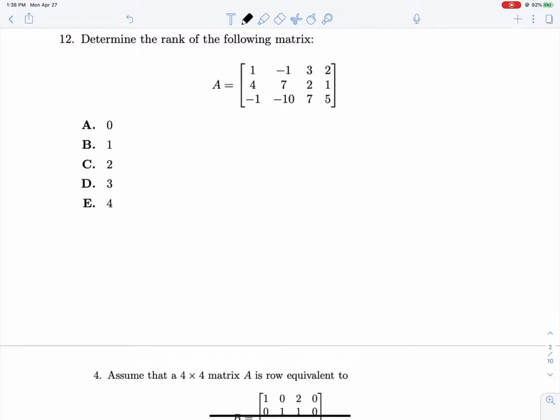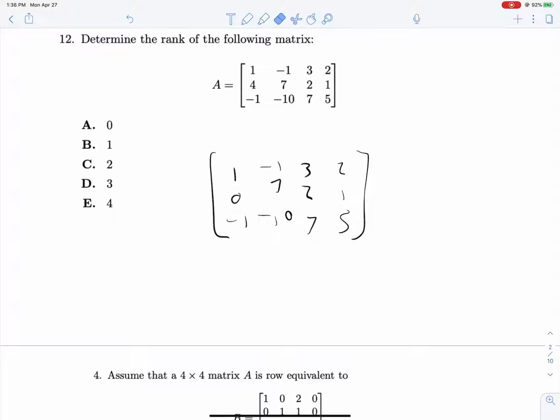12, let's determine the rank of this matrix. That just means row reducing it and seeing how many pivots we get. 1, 4, negative 1, negative 1, 7, negative 10, 3, 2, 7, 2, 1, 5. Let's see. Make sure I wrote all of those correctly. Okay, we're good. Let's subtract 4 row 1s from row 2.